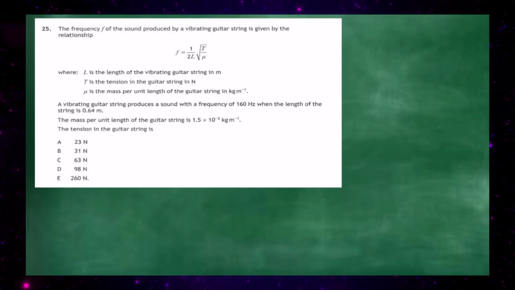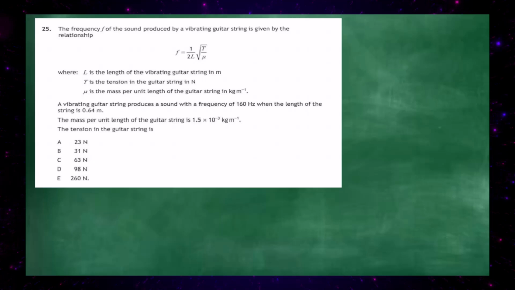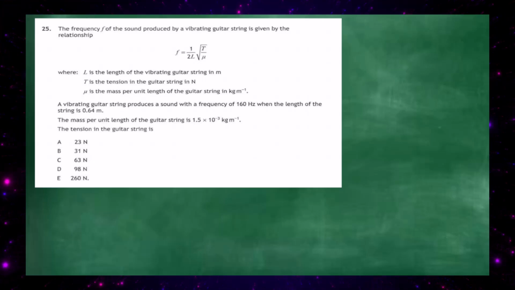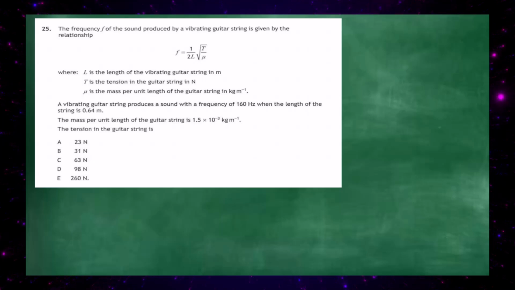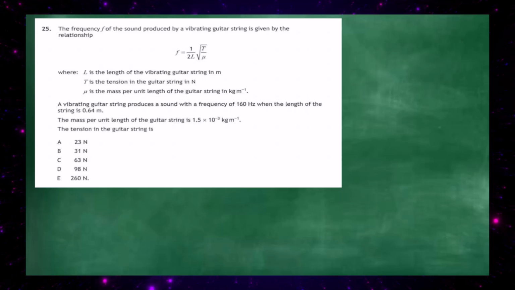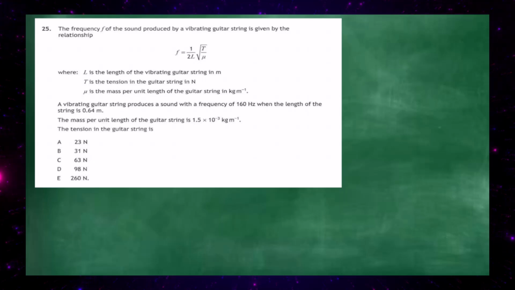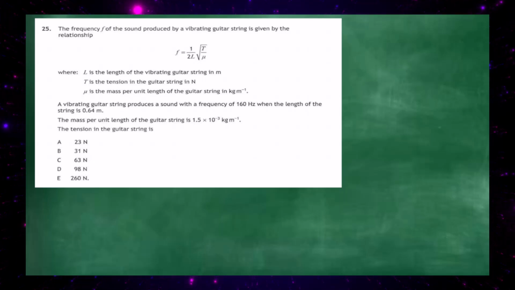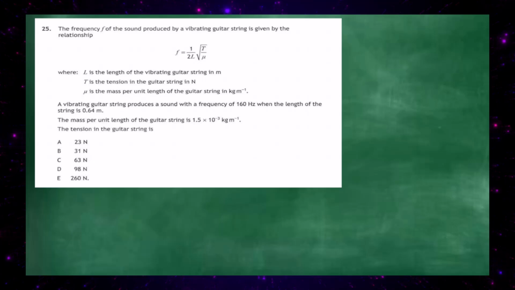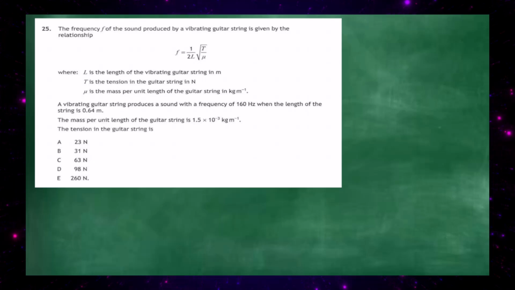Question 25. The frequency f of the sound produced by a vibrating guitar string is given by the relationship f equals 1 upon 2L times the square root of T divided by mu. And we're told what these symbols stand for. Capital L is the length of the vibrating guitar string in meters. Capital T is the tension in the guitar string in newtons, and mu is the mass per unit length of the guitar string in kilograms per metre.